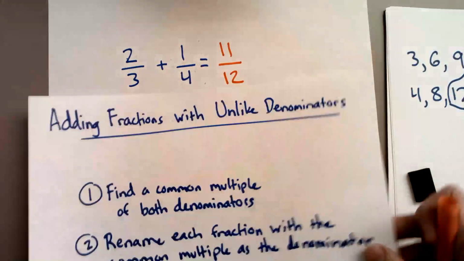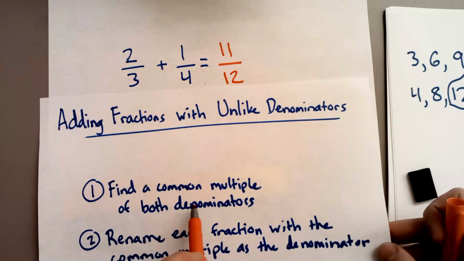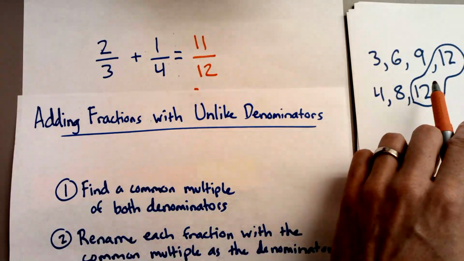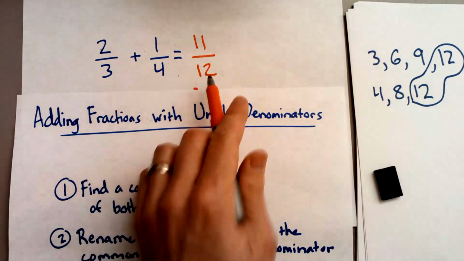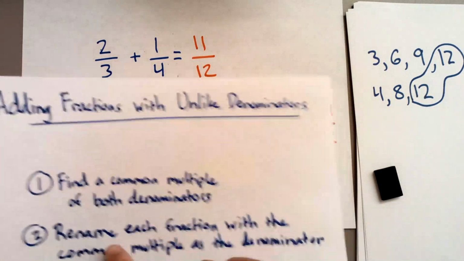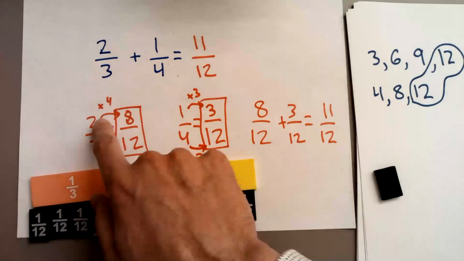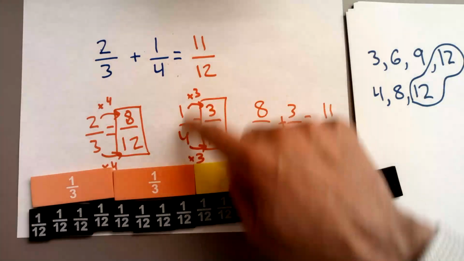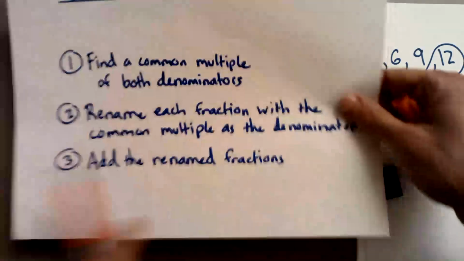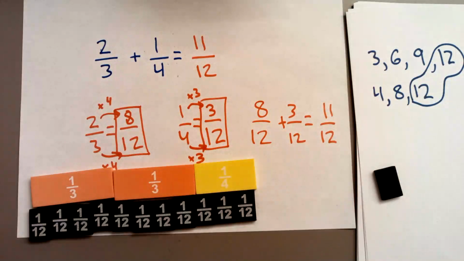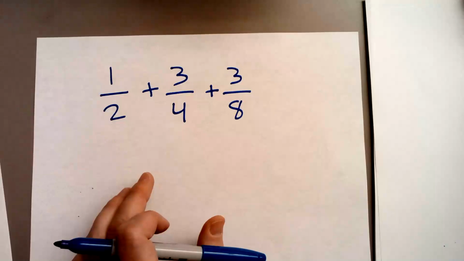First, we needed to find a common multiple of both denominators. We did that. Over here, we found that a common multiple of 3 and 4 is 12. Then we renamed each fraction with the common multiple as the denominator. We renamed 2/3 to 8/12. We renamed 1/4 to 3/12. And then finally, we just added those renamed fractions. We got 11/12. We're going to do one more example.